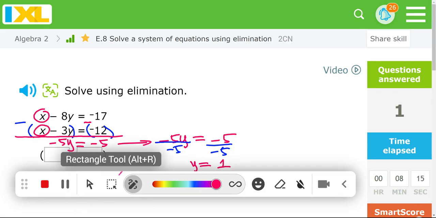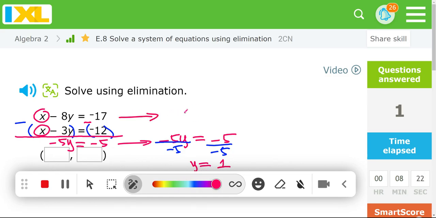So what equation do you want to use to find the x? 1 or 2? It's up to you. 1. Alright, so here we go. Equation number 1, x subtract y equals negative 17. What's the value of y we should use? 1. So I put right here number 1. Okay? So how do you solve for the x?